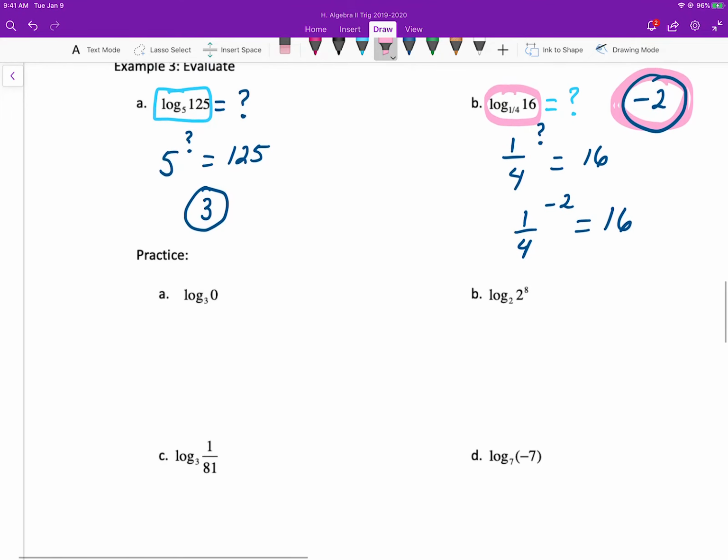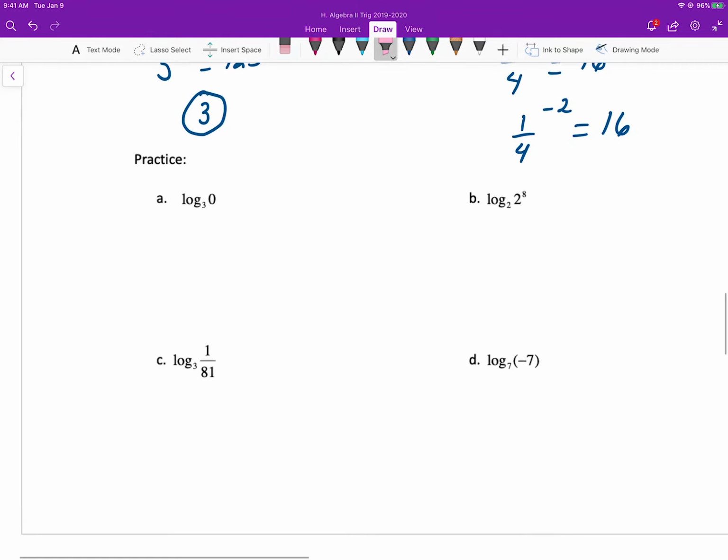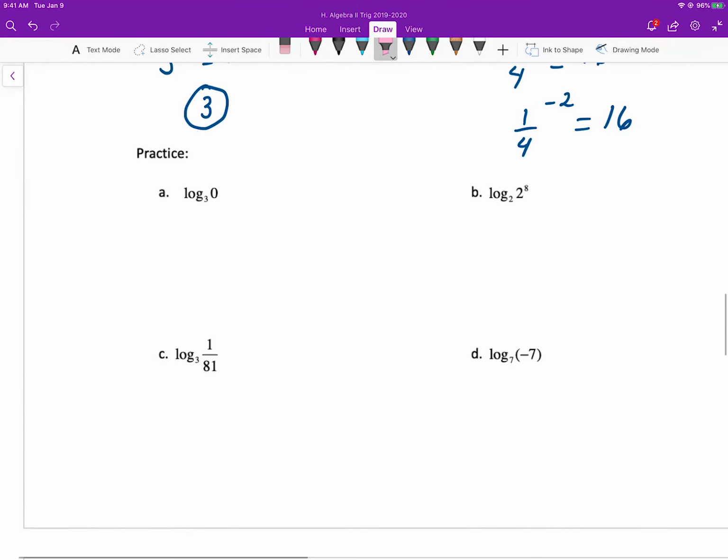So same as before, I recommend pausing the video, practicing on these 4, and then I'm going to go through, because there's a couple tricky ones I threw in there that I really want you to try on your own before you see me go through them.